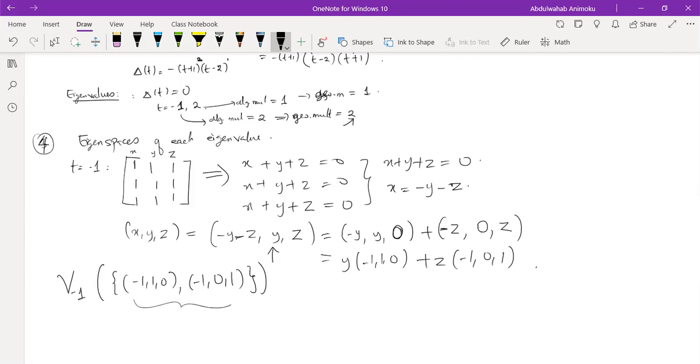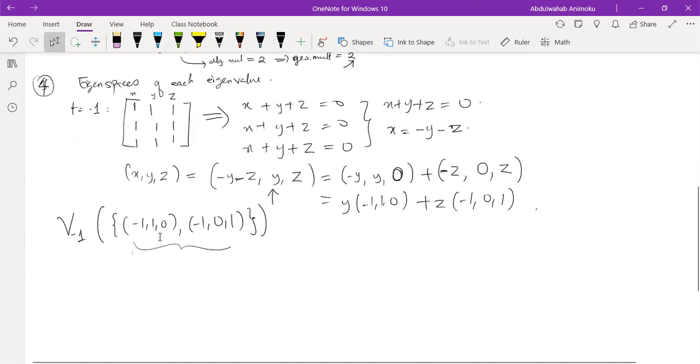So these two vectors would constitute the geometric multiplicity, which would give us two vectors, right? So the geometric multiplicity of this eigenvalue is 2.